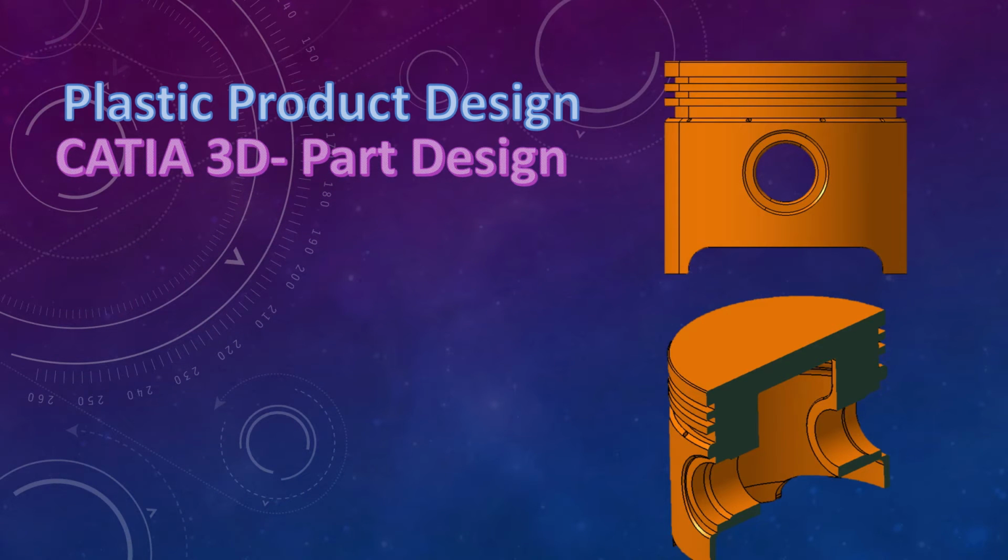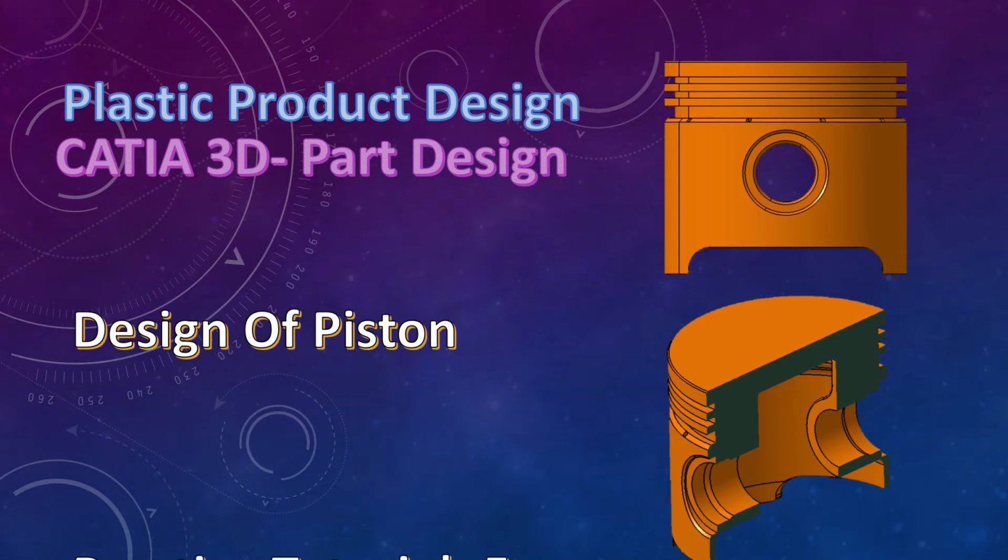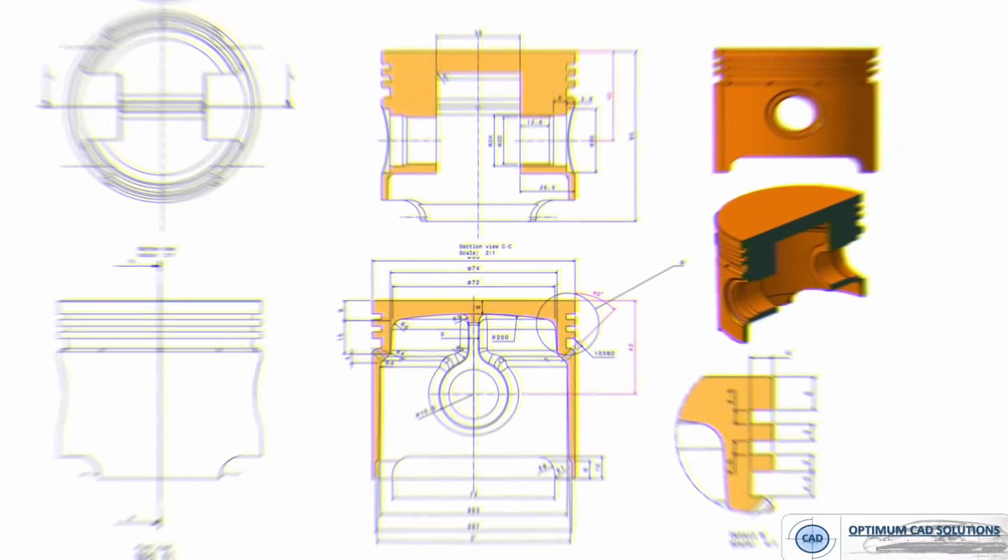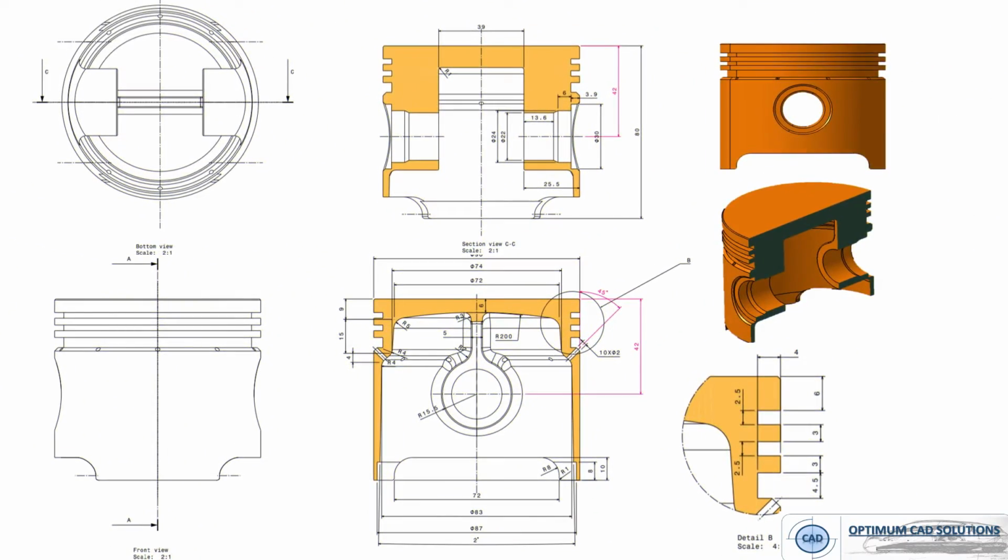In the previous videos, we discussed CATIA 3D part design. Let's take practice tutorial number 5, design of a piston. Today we are going to design an interesting component from the engine, that is the piston. With reference to the given dimensions, we are going to convert the 2D into the 3D.